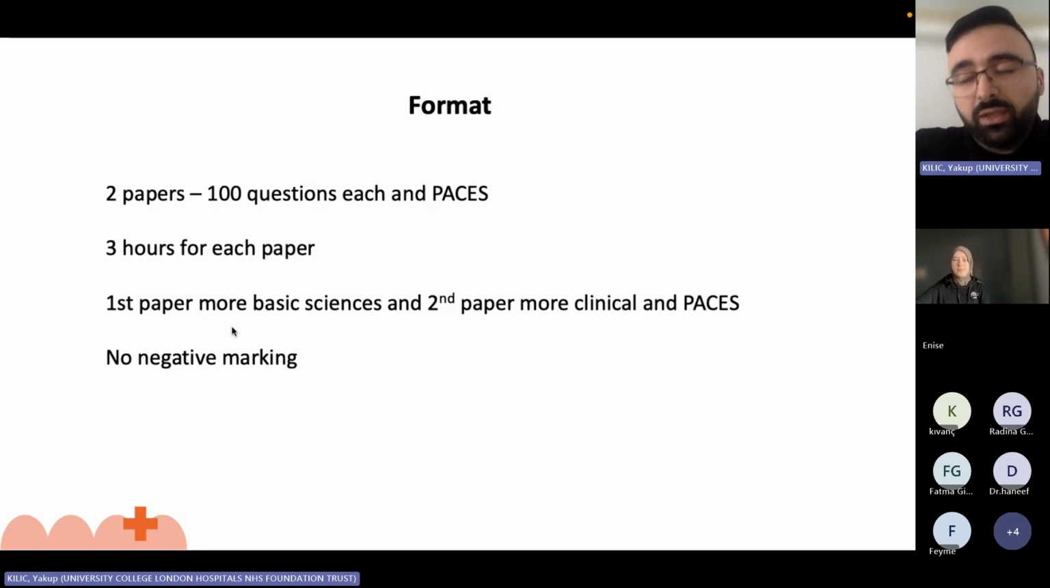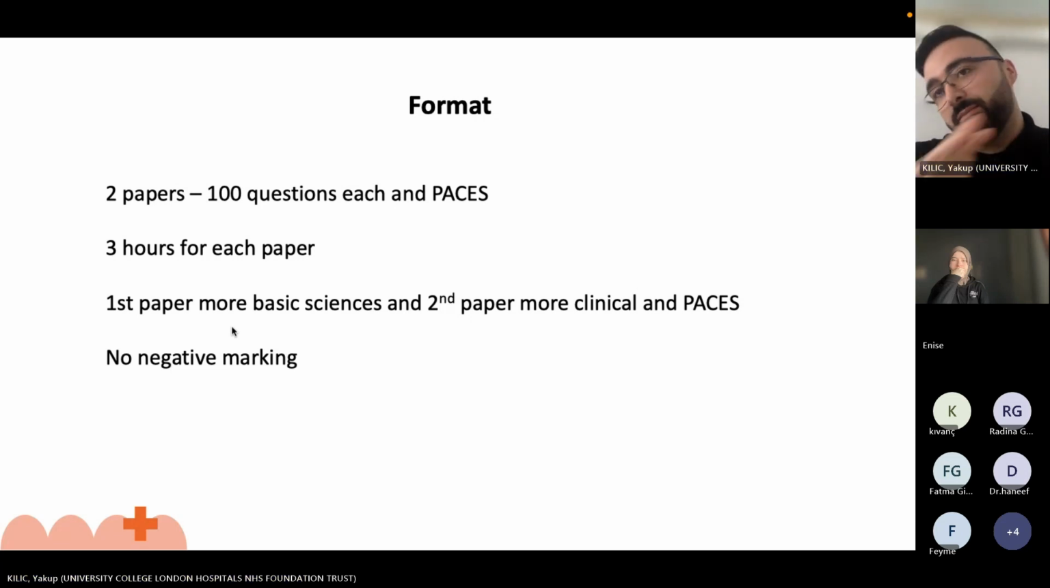So the format consists of 3 parts. The first part and the second part are written papers. They're both 100 questions each, lasting around 3 hours each, and all done on a single day, at least that's how it was when I did it. And then the last part is the PACES section, essentially a clinical examination or OSCE type examination, which I'll go into a bit at the end of the presentation. So each written part is 3 hours.